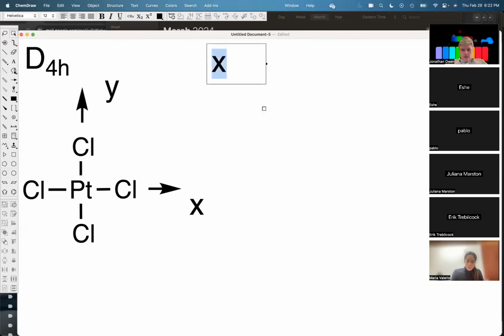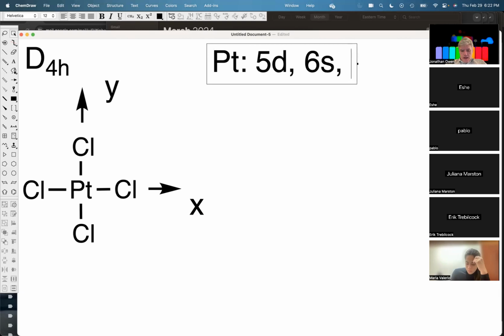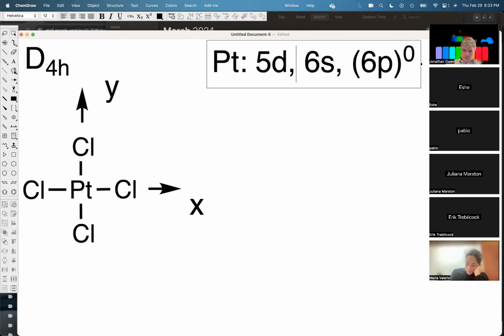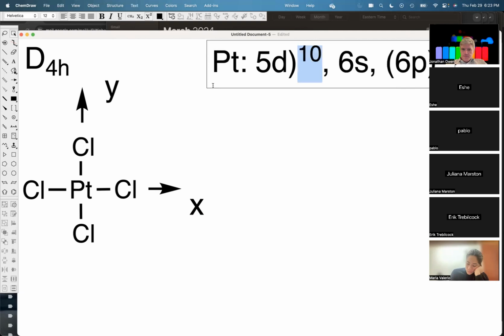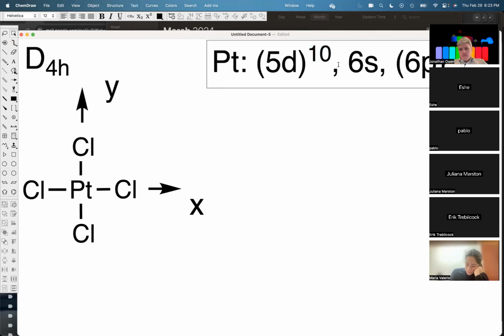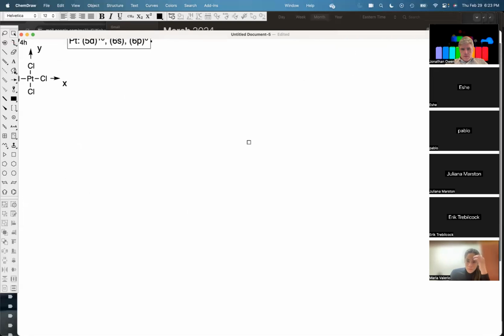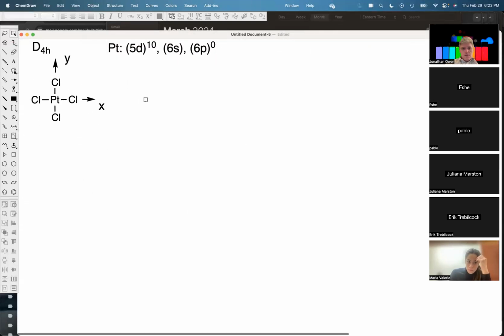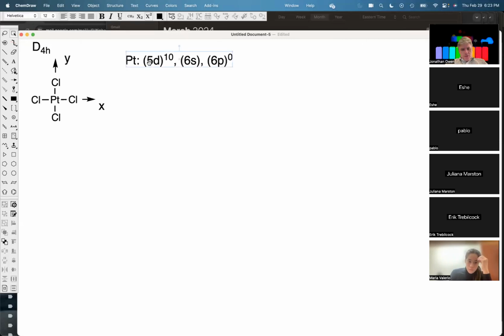And so what are the orbitals on the platinum center that we're interested in? Well, platinum is in the third row. It has 5d as its valence orbitals. It also has 6s, and it also has 6p. Those are all relevant. These have 0 electrons in them. This one has 10. Okay? So those are your platinum-based orbitals.